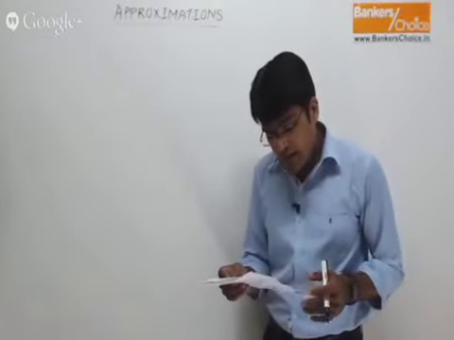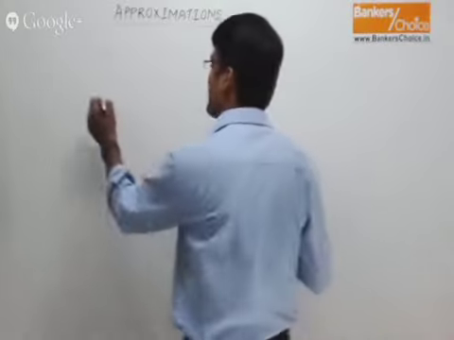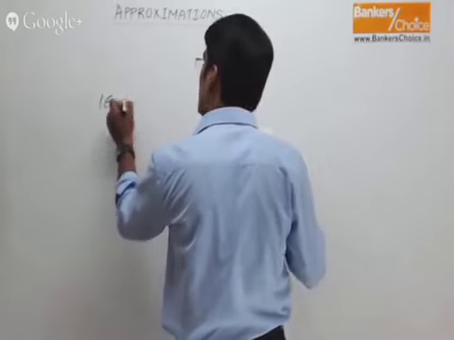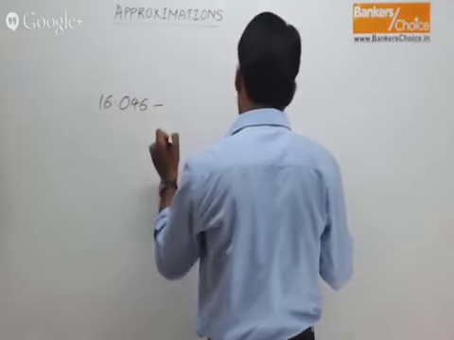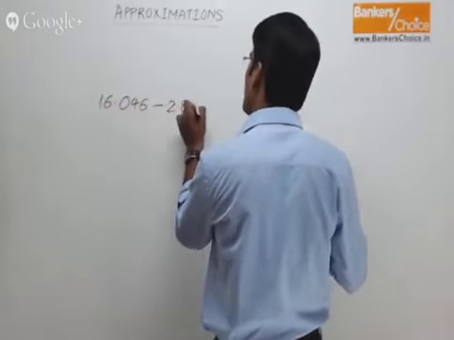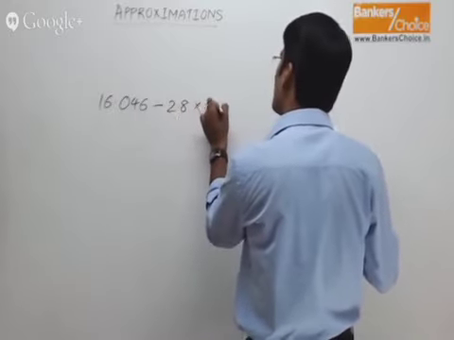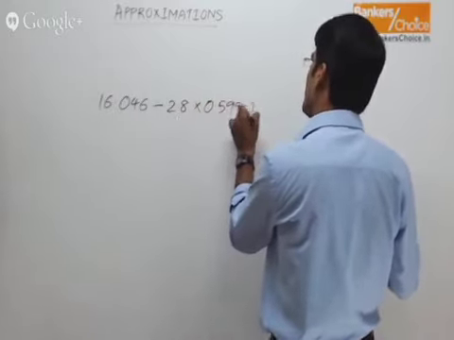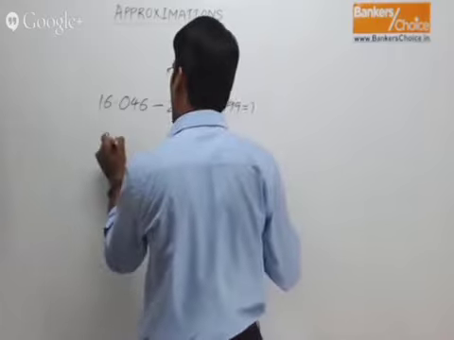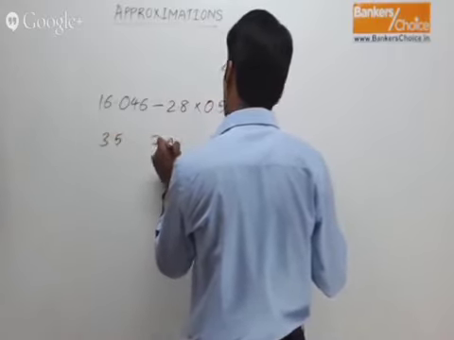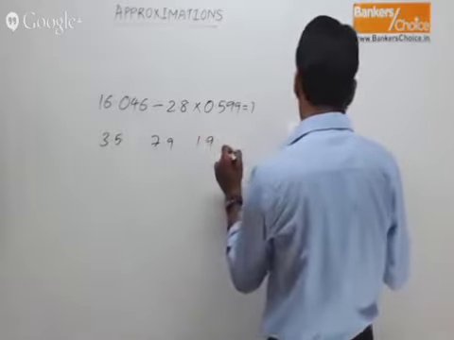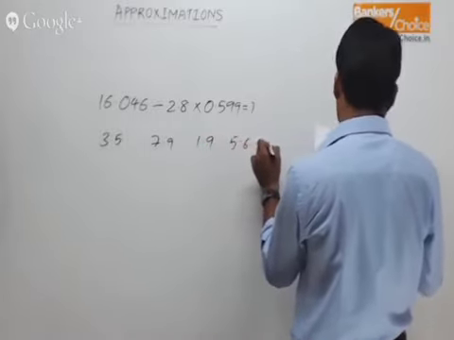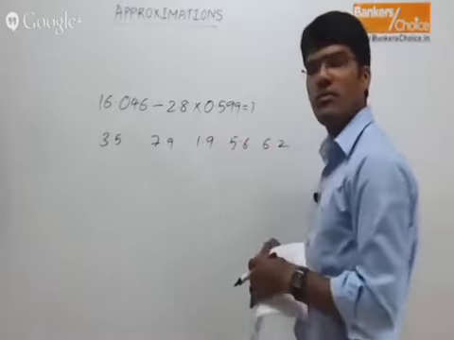Let's now look at the next one. Quickly, the next one. 16.046 divided by 2.8 into 0.599 is equal to what? The options are 3.5, 7.9, 1.9, 5.6, 6.2.